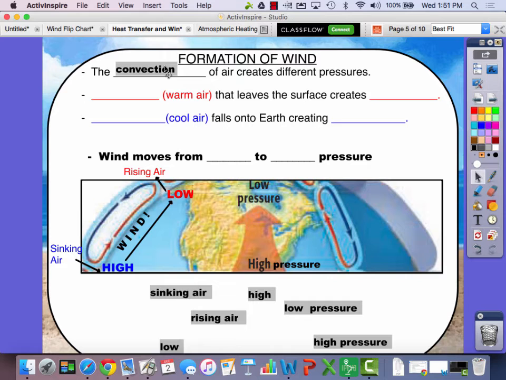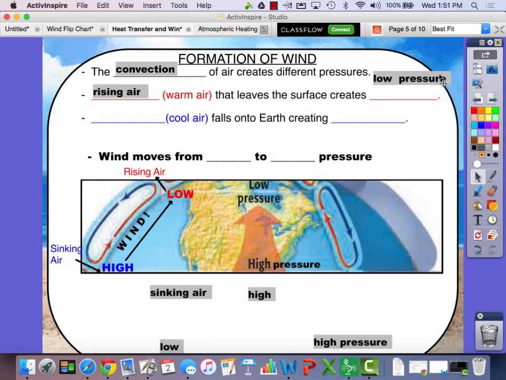Now, warm air, which is going up or down, Ms. Butterfield? It's going up. It's rising air. So rising air, which is warm air, leaves the surface creating what kind of pressure? Low pressure. Low pressure, because low pressure allows warm air to go up.